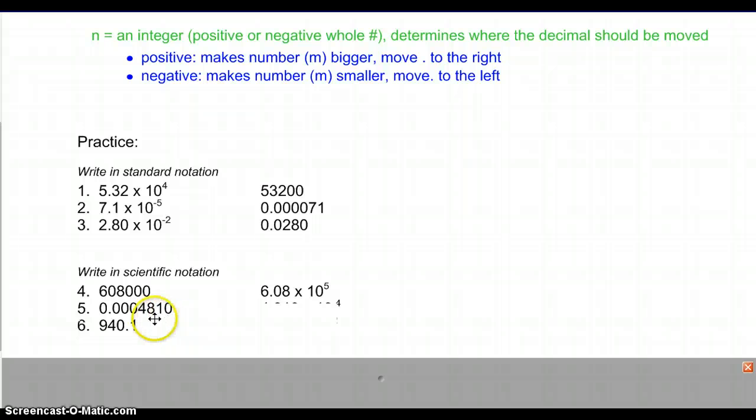The next value, the decimal is going to have to move to between the 4 and the 8. So you're going to have 4.810, and you have to keep that 0 at the end. We'll talk more about that soon. Times 10 to the -4th. And the last value, the decimal has to be between the 9 and the 4, so the answer would be 9.401 times 10 to the 2nd.